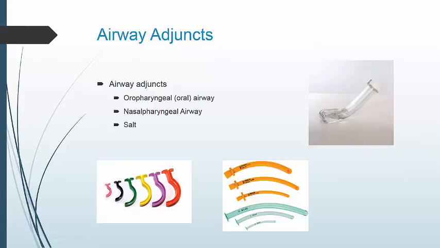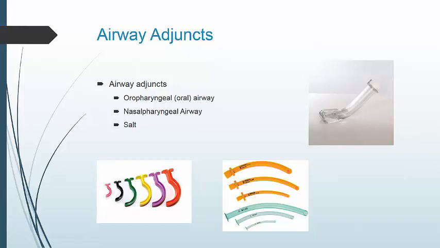Now for your NPAs, or nasopharyngeal airways, these can be used in patients when access to the oropharynx is impossible, so if they have trauma to the lower face or oral cavity. It can also be used in patients who have a gag reflex, but still need an airway adjunct to keep that open airway. The downside is it cannot be used in patients who have severe head trauma or potential for basilar skull fracture. So this NPA is inserted into the nose.